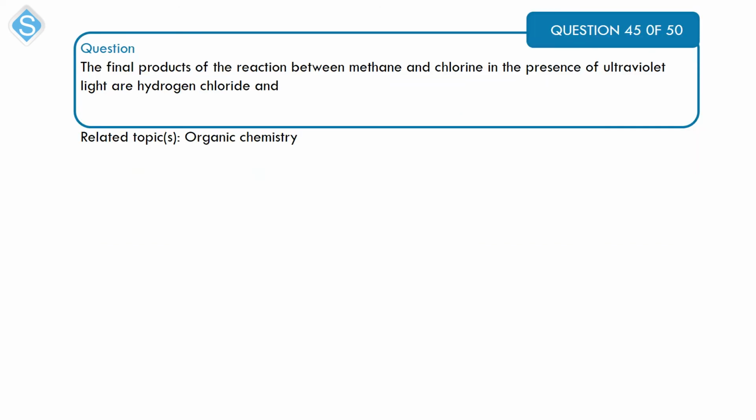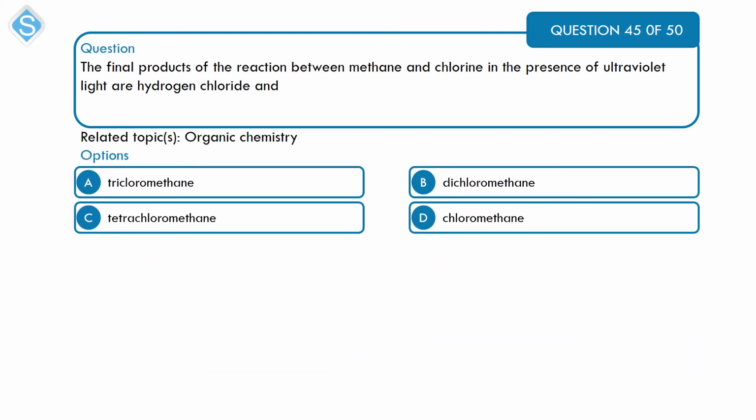Next, the final product of the reaction between methane and chlorine in the presence of ultraviolet light are hydrogen chloride and A trichloromethane, B dichloromethane, C tetrachloromethane, and D chloromethane.